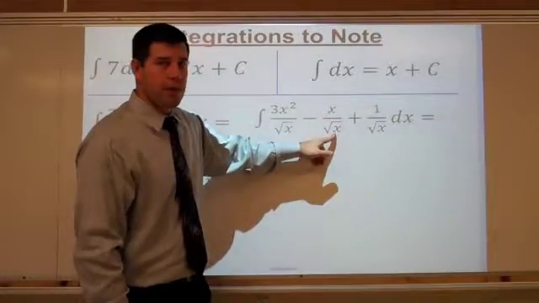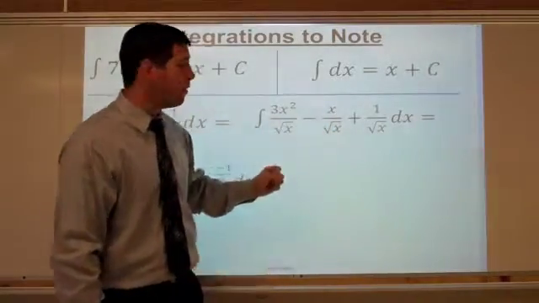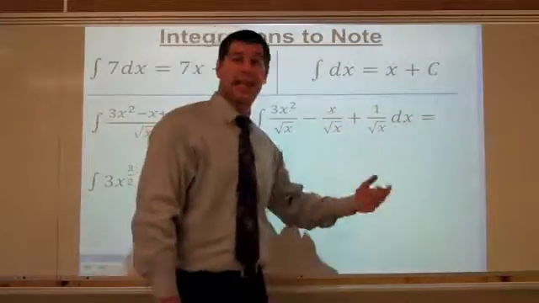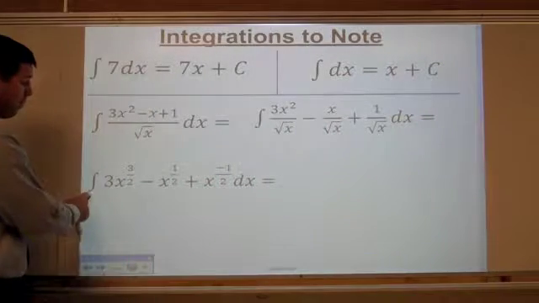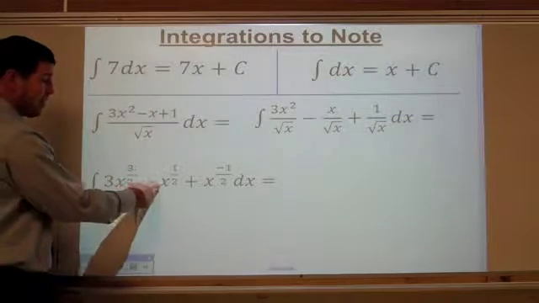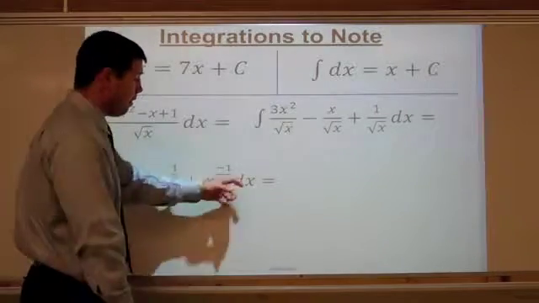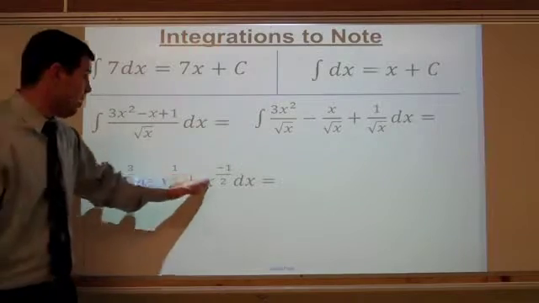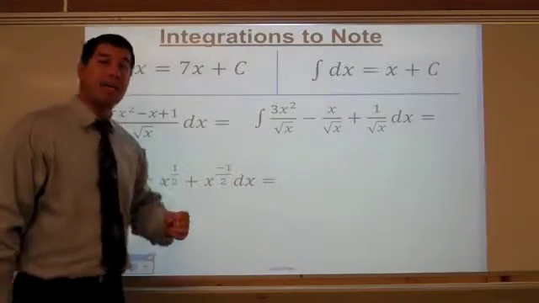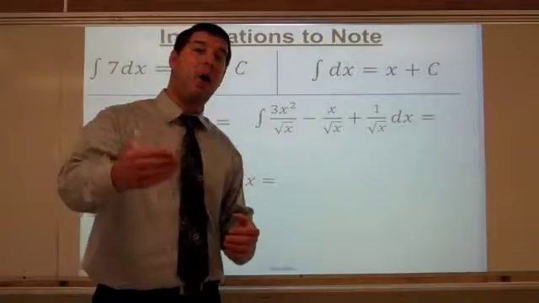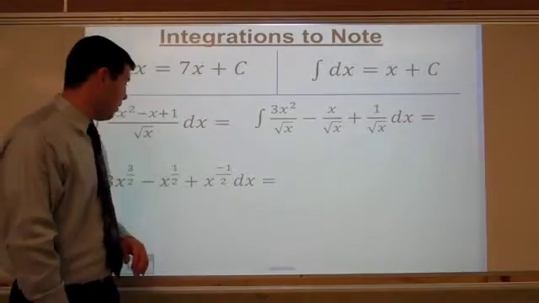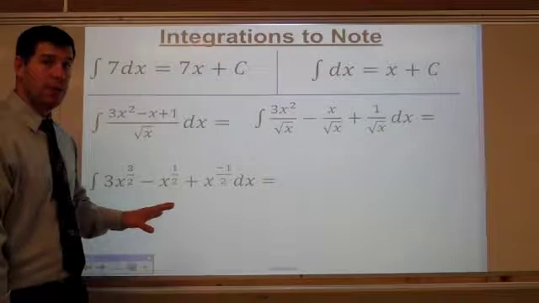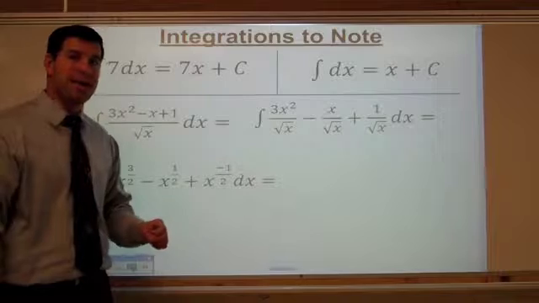Minus x to the first over x to the 1 half becomes minus x to the 1 half, plus 1 over the square root of x is x to the negative 1 half, because x is on the bottom. So you get the integral of 3x to the 3 halves minus x to the 1 half plus x to the negative 1 half with respect to x. Something power of x, something power of x, something power of x. Now you can antiderive using that power rule. Add a power, divide by the power. I would suggest right now you pause this, try to find this on your own, then watch as I do it in a second.